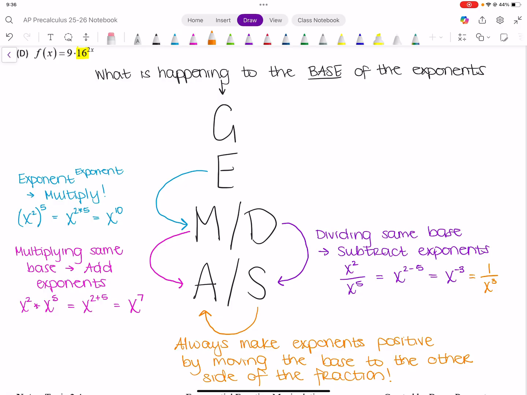So that is a recap of all of your exponent rules, and then we'll look at in class how to do more exponential function manipulation.